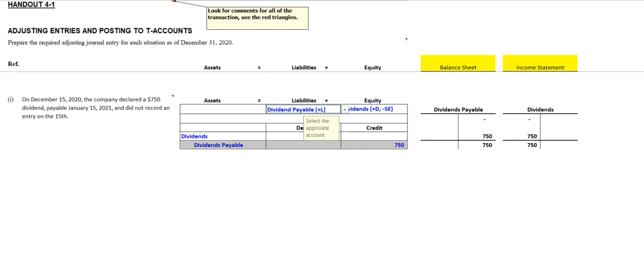Again, this isn't typically an adjusting entry, because an adjusting entry involves one balance sheet account and one income statement account. Dividends are not an expense. They are a distribution of earnings to the shareholders. They appear on the statement of retained earnings.